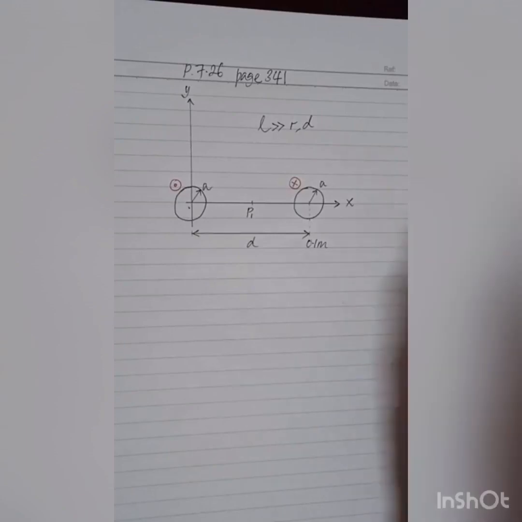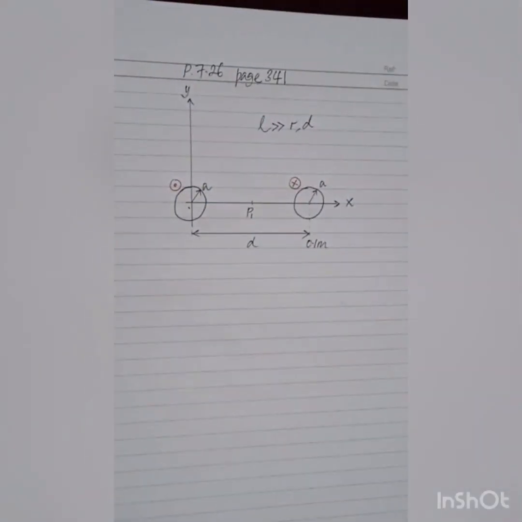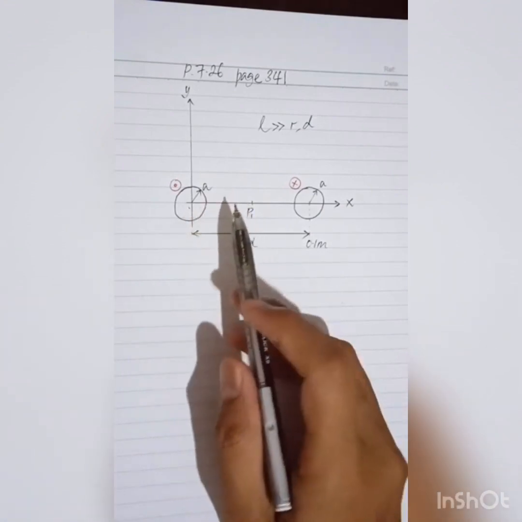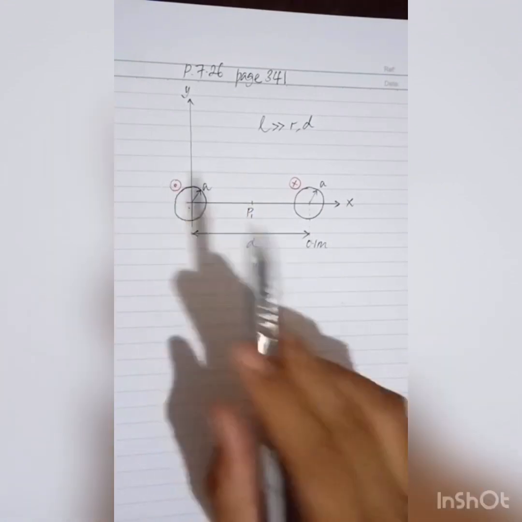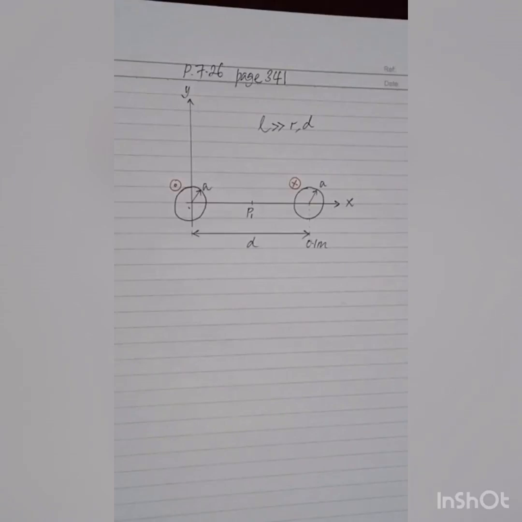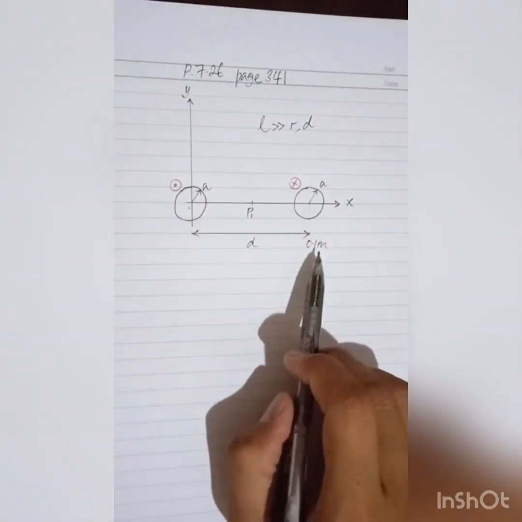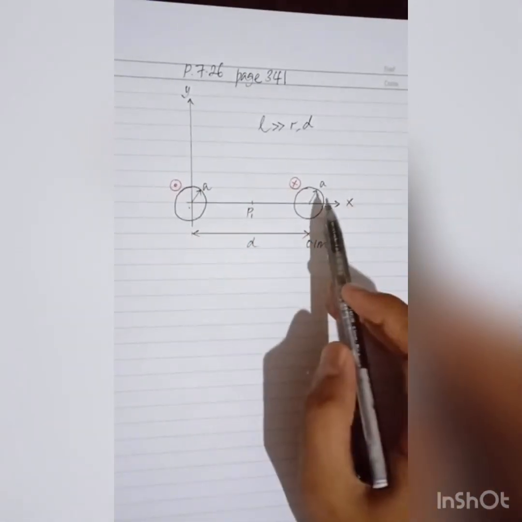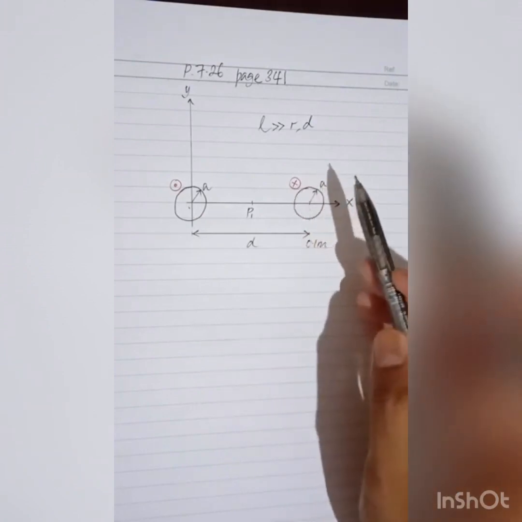Problem 7.26, page 341. If you can read from the questions, we are given a set of wire transmission lines whereby the first line current is positioned at 0 and carries a positive current flowing in the positive z direction, and we have another line current positioned nearby with a return current flowing in the negative z direction.